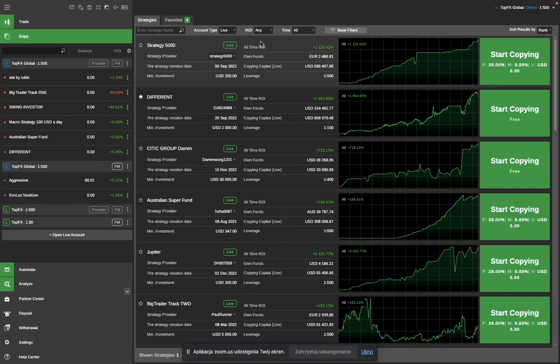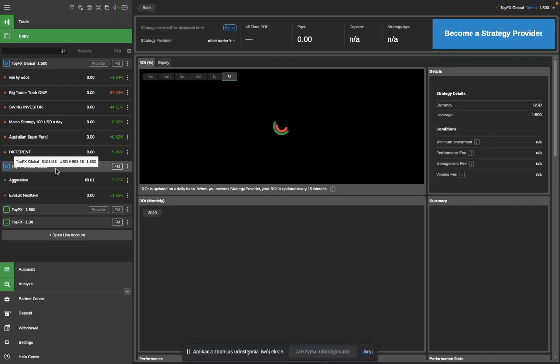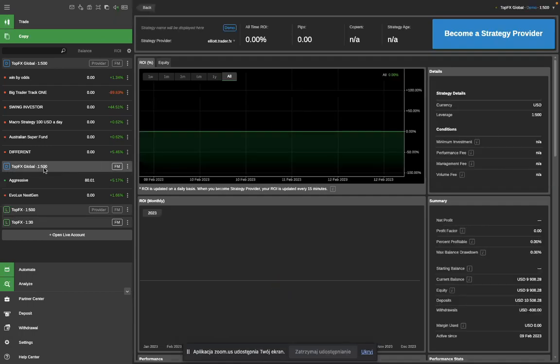Okay, so as you can see right now, I have opened the cTrader. Of course, I click on the copy to show you guys the potential strategies to copy. Nevertheless, we want to become a strategy provider. For example, can I become a strategy provider using this account? My account number is, as you can see, here. I got a leverage of 1 to 500, of course.